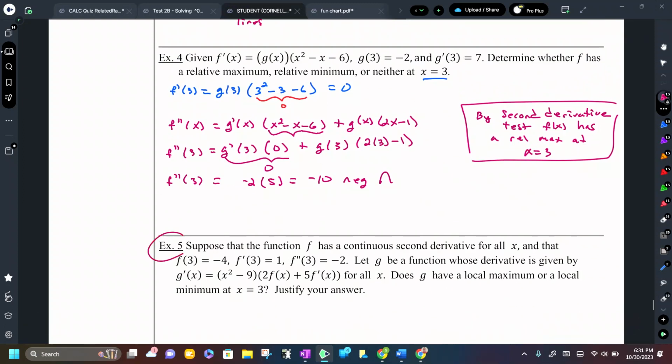We're going to save example 5. We'll do that one in class next time when we get started. And so now you can start working on the homework.